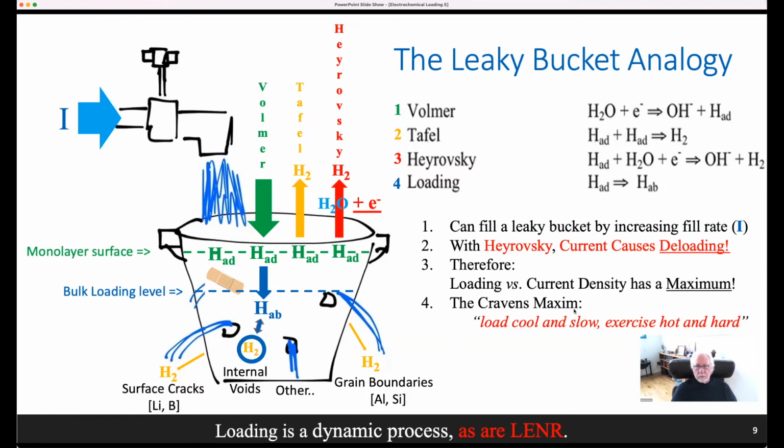Dennis Craven promoted what I call Craven's maxim: load cold and slow, exercise hot and hard. You want to get the system very well loaded before you try and initiate your excess heat reaction. But loading is a dynamic process. Low energy reactions are a dynamic process.